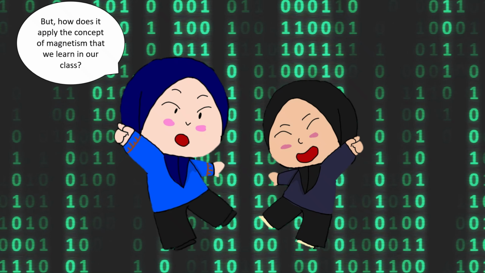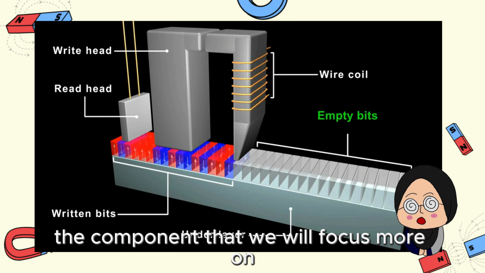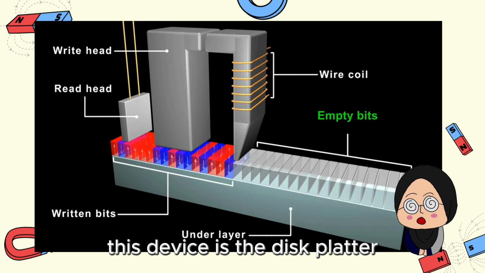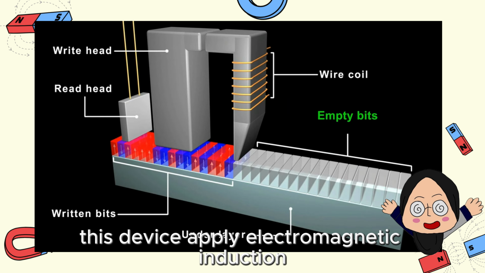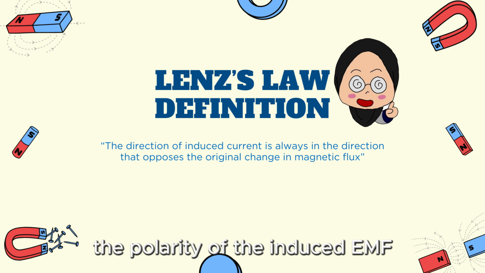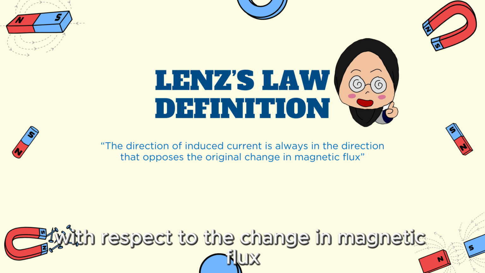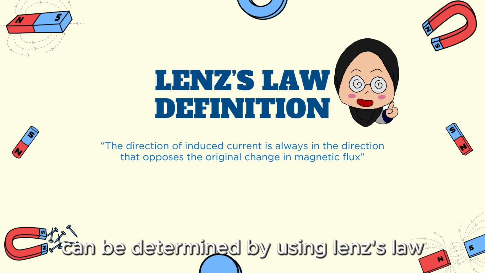But how does it apply the concept of magnetism in our class? Wait! I'm going to explain that. The components that we will focus on in this device are the disk platter, write head, and read head. This device applies electromagnetic induction, more specifically Lenz's law. The polarity of the induced EMF, or direction of the induced current with respect to the change in magnetic flux, can be determined by using Lenz's law.